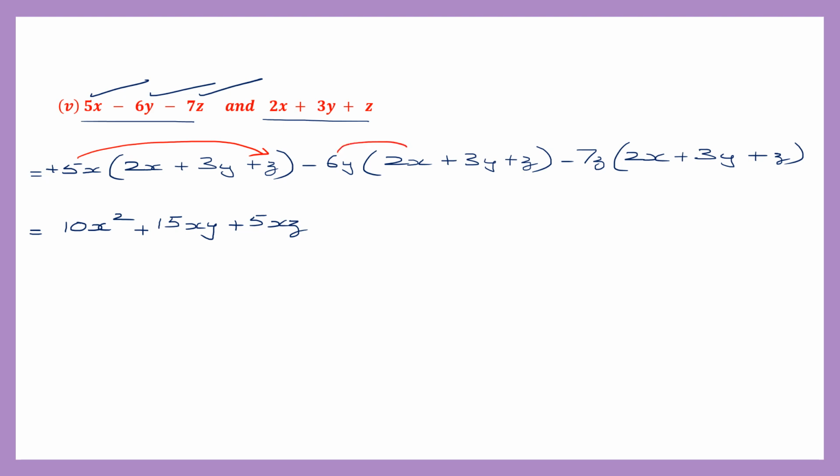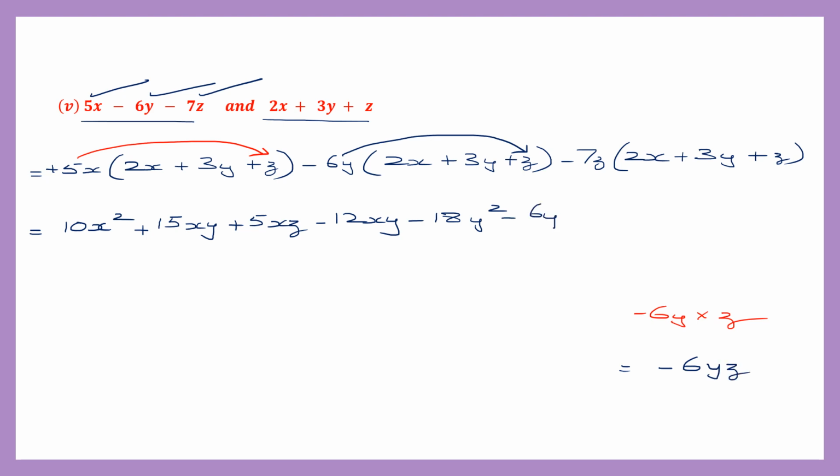So here we have minus 6y and 2x. Shall we do it separately to make it easier for you? Into 2x. The sign is minus. Multiply the numbers. 6 2's are 12. Y into x is yx or xy. So this is minus 12xy. Now minus 6y into 3y. So here the sign is plus. So minus into plus is minus. Numbers 6 3's are 18. Y into y is y square. So we have minus 18y square. Now we do minus 6y into z. The sign is minus, number is 6, yz is yz itself. So that is minus 6yz.